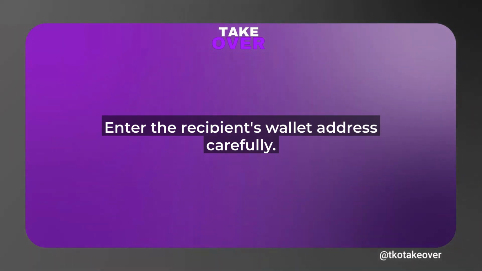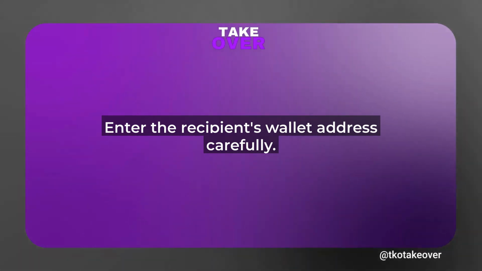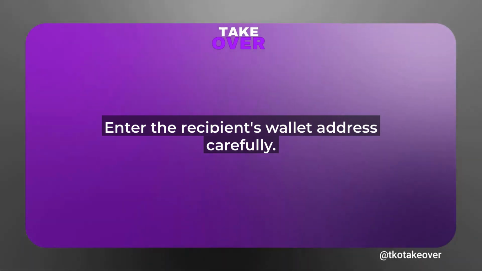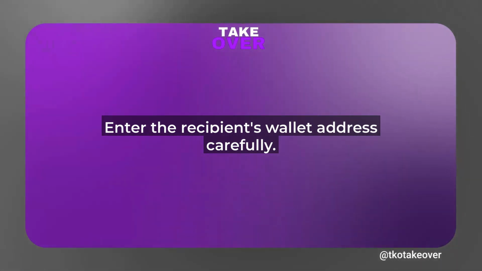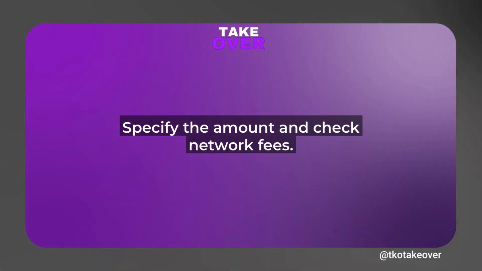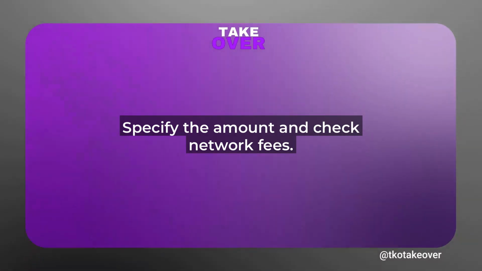Step 5. Enter the recipient's wallet address. Double check this. Typos can lead to permanent losses. Make sure it's a compatible network, like Tron or Ethereum, as specified. Step 6. Specify the amount you want to transfer. Binance will show you the network fees, so keep an eye on those to avoid surprises.